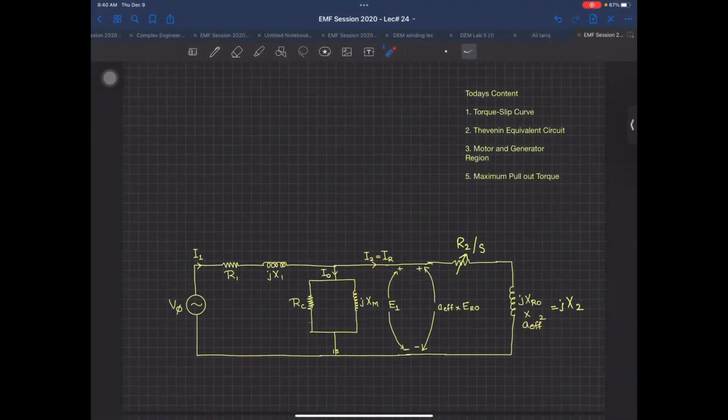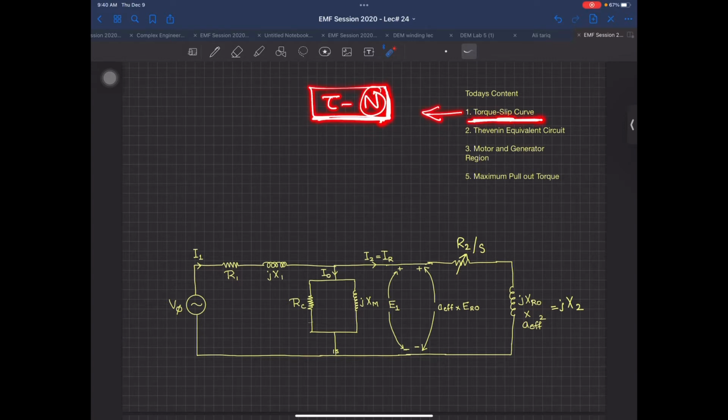Lecture number 24 over here, and today we are talking about the torque slip curve. I have told you previously also that whenever torque and speed are talked about, we are talking about any motor. But here in an induction machine, since the rotor is slipping behind the stator magnetic field, instead of N over there we use the word slip, and that's why it is called a torque slip curve.